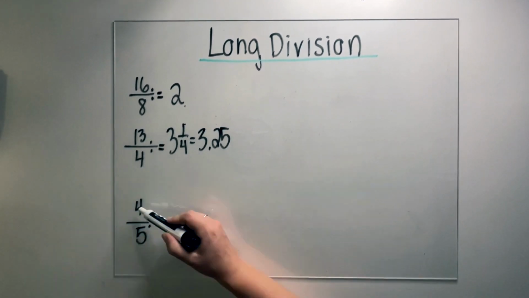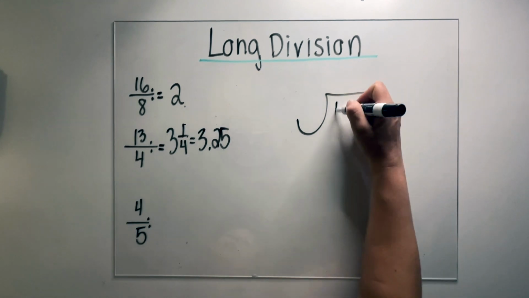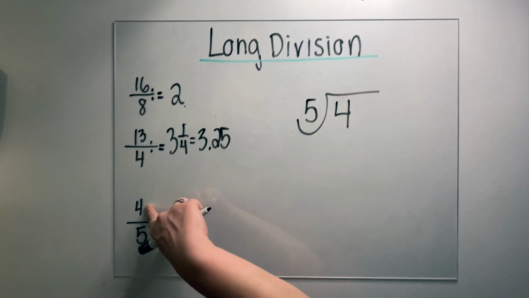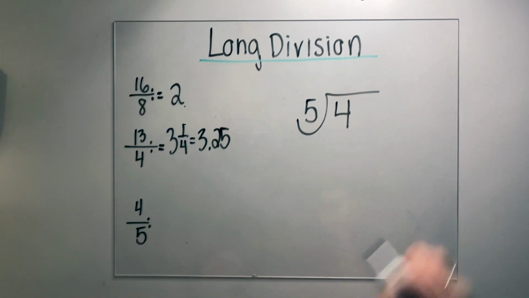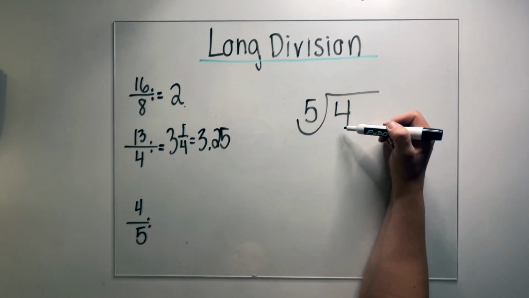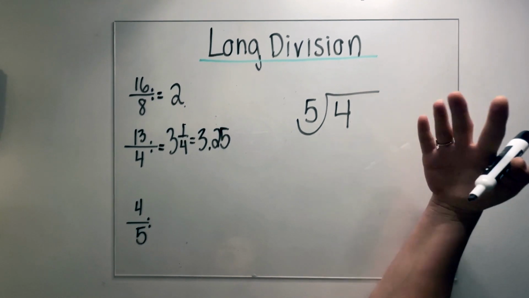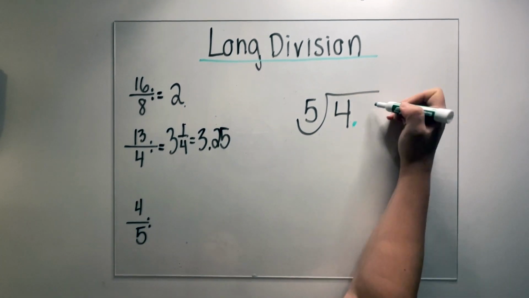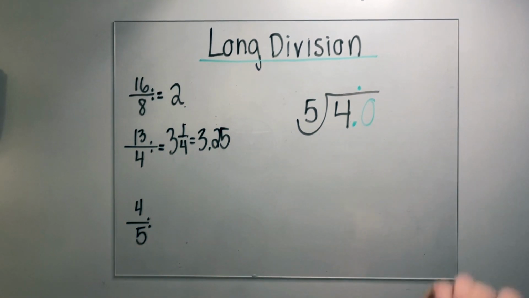I know that 4 is going to be divided by 5, so I'll set up my long division house and put the dividend as the numerator and the divisor as the denominator. Now this time it's going to be a little tricky because 5 does not go into 4, and you might automatically be like, okay, well now what? Think of that phrase. Add a decimal and a 0 and bring the decimal to your answer.